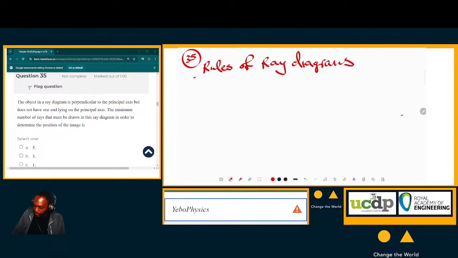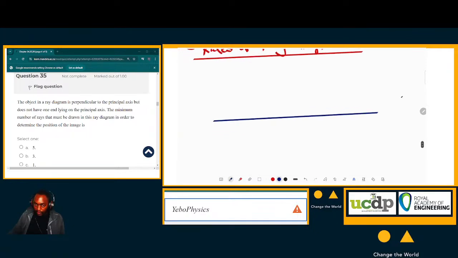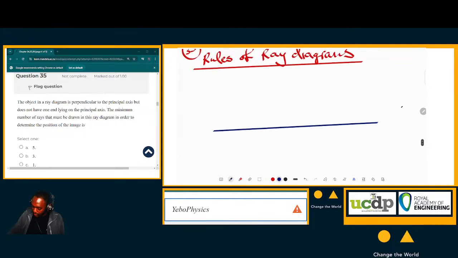Rules of ray diagrams. So this is our principal axis, and this is going to be your lens, a convex lens per se, and this is going to be your focal point, F and 2F. And we're told that we have an object that is perpendicular to the principal axis, and one of its sides is not on the principal axis.